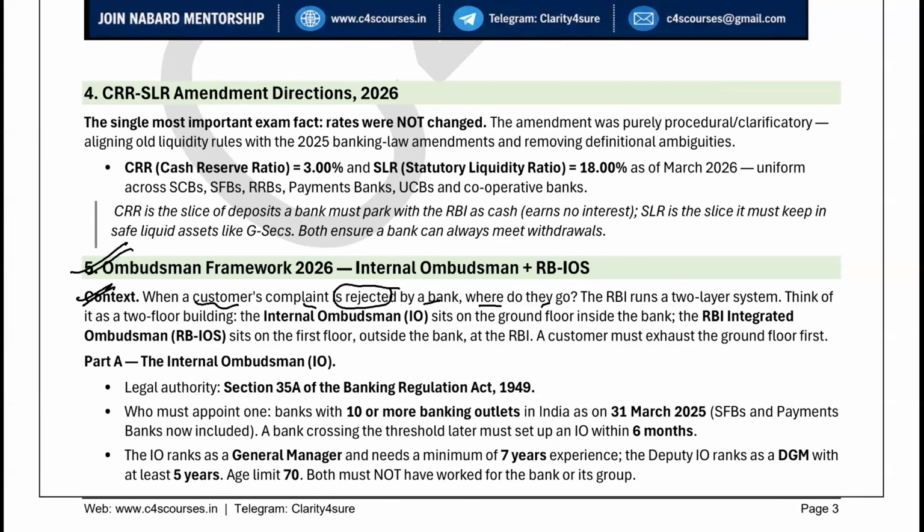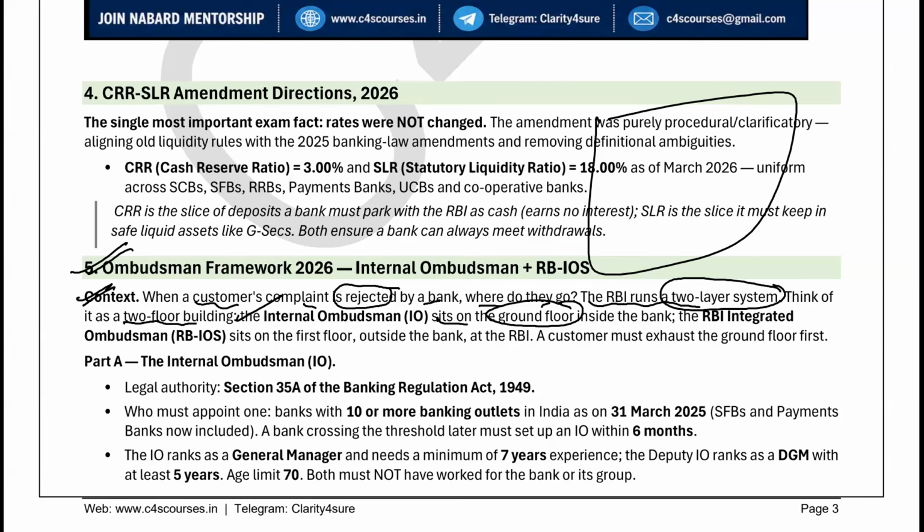In short, I am telling you, the RBI runs a two-layer system. Think of it as a two-floor building. Wherever you are making A4 size notes, write ombudsman framework, its key objectives, and write it is a two-layer integrated framework. First, the internal ombudsman, that is IO, which sits on the ground floor, inside the bank. Then the RBI integrated ombudsman, RBIOS, which sits on the first floor, outside the bank. Please note that down.